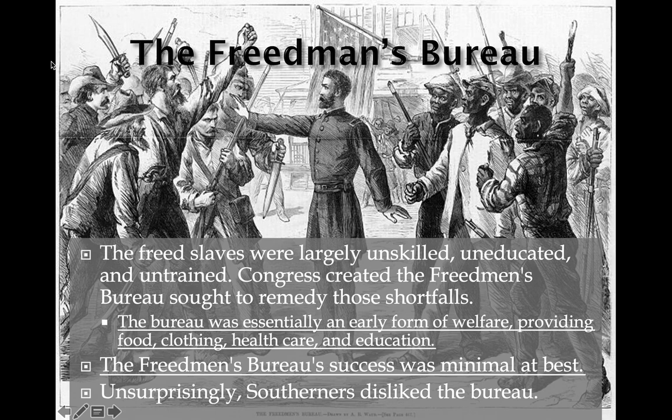So the point of the Bureau was essentially an early form of welfare. It's providing food, clothing, health care, and education. And their success was really minimal at best because, especially in the South, there weren't a lot of people who were in support of the Freedmen's Bureau. Because again, the South isn't happy that they lost the war. They're also not happy that they lost their slaves. So a lot of people that worked for the Freedmen's Bureau and were stationed throughout the South were really like social workers, where they would go, check in, and try to help and provide where they could. But a lot of them received harassment, especially from groups like the KKK, which we'll talk about in a little bit.